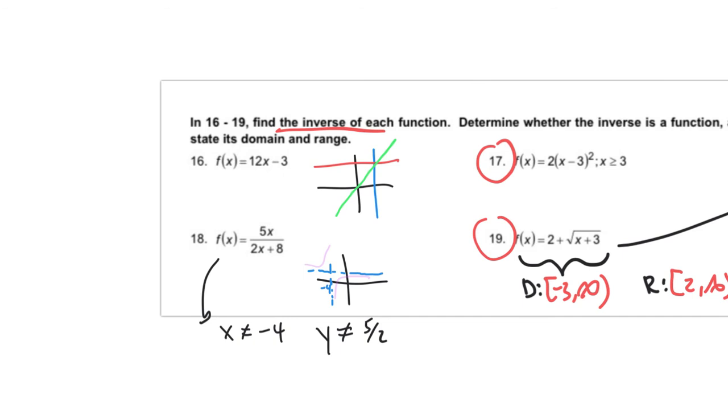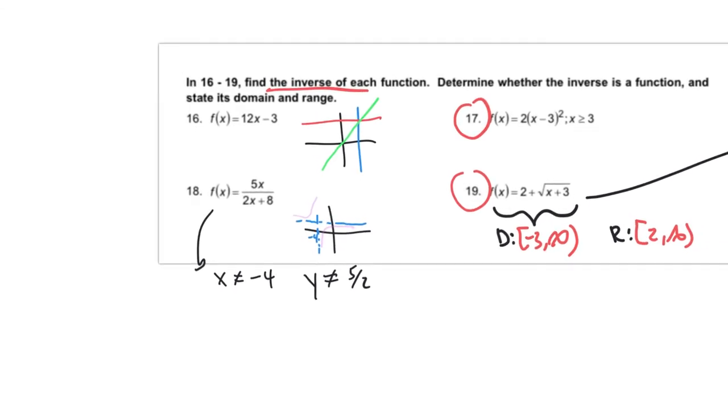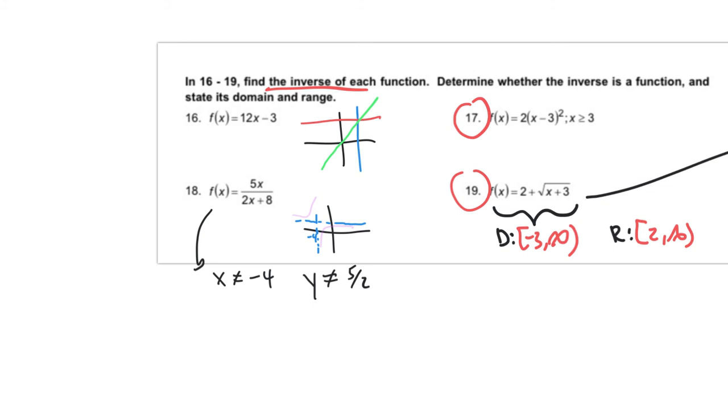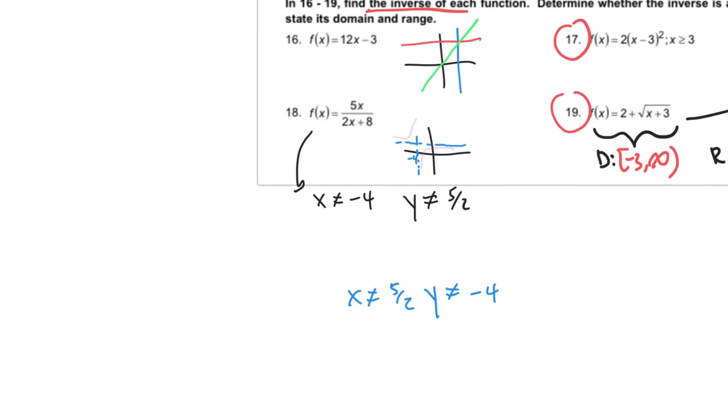But anyway, the point is that this pertains to the domain and this pertains to the range. This is the restriction on the range. This is the restriction on the domain as it pertains to the original function. So we already know that the inverse function, due to the rule of inverse functions, is going to be the reverse. It's going to be the case that y is not allowed to be -4, and x is not allowed to be 5/2. So that just leaves us with one mission, which is to find the inverse function itself.